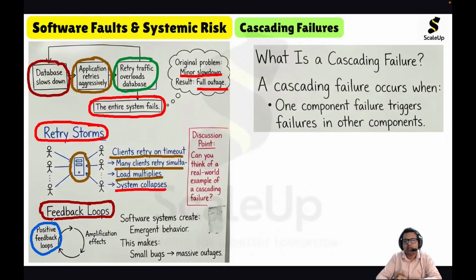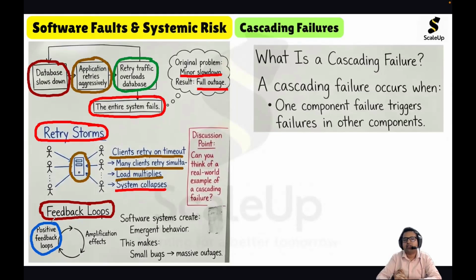There, the database slowdown was a failure signal, because the application was trying to query the database, but was unable to fetch the records or get the result. So the database slowdown was a failure signal.